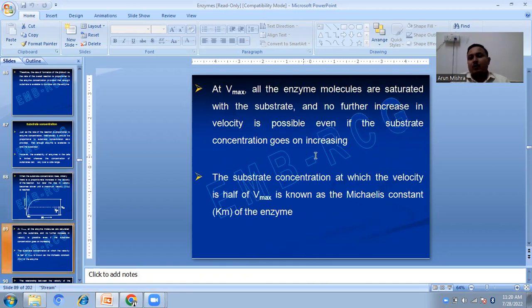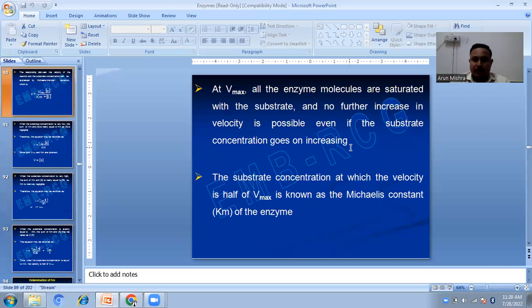At Vmax, all the enzyme molecules are saturated with the substrate and no further increase in the velocity is possible, even if the substrate concentration goes on increasing. The substrate concentration at which the velocity is half of Vmax is known as the Michaelis-Menten constant or Michaelis constant. This is known as the Km value of the enzyme. So Km value is the substrate concentration at half of Vmax.